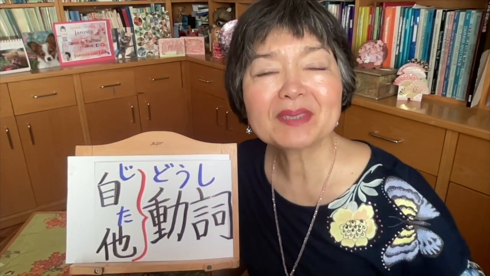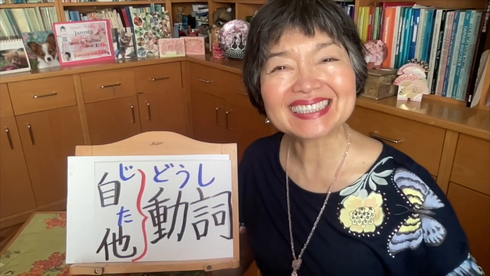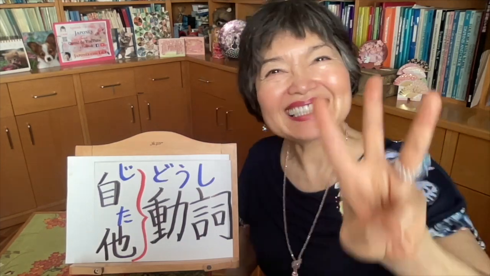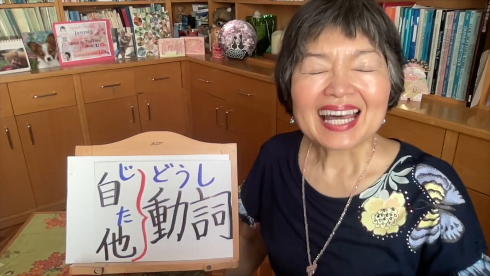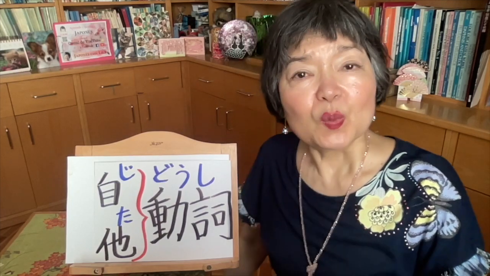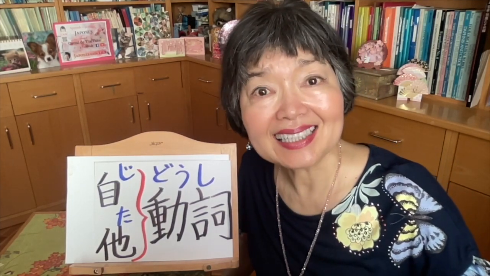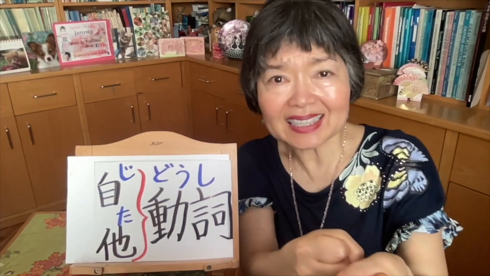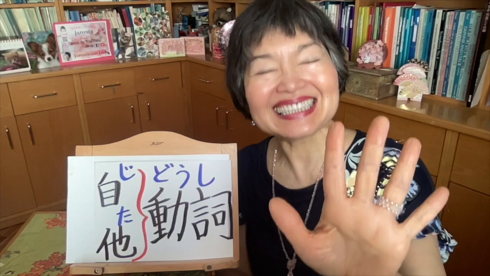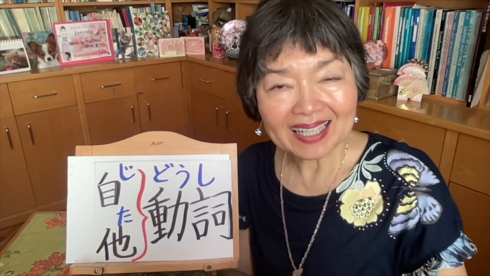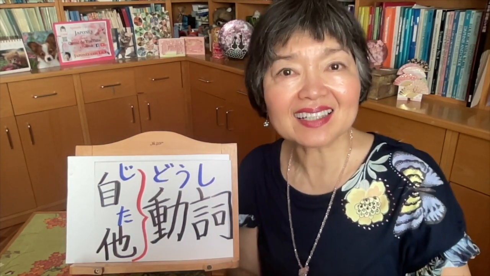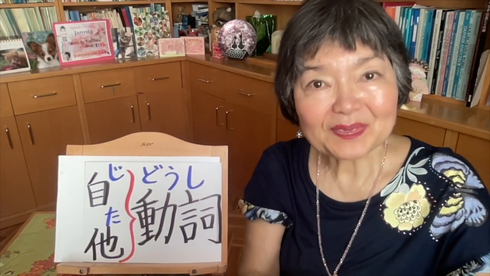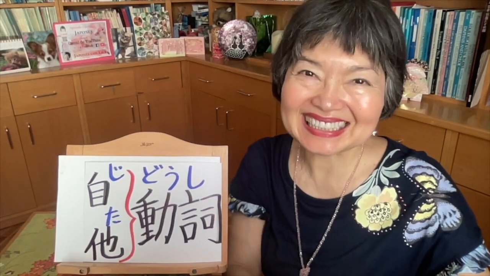2番目, when the autumn comes, or when the fall comes, the leaves of the trees fall down. 3番目, as it becomes dark, would you mind turning on the light? 4番目, the door doesn't open. 5番目, 最後です. This supermarket closes at 10 o'clock at night. In these translations, you must think if this verb is transitive or intransitive, okay?